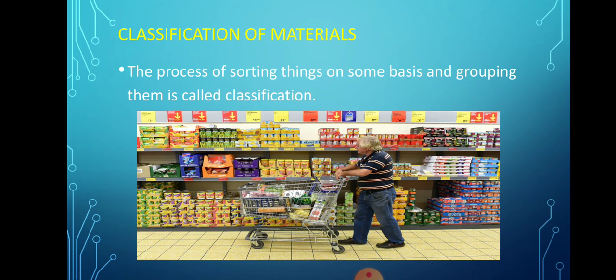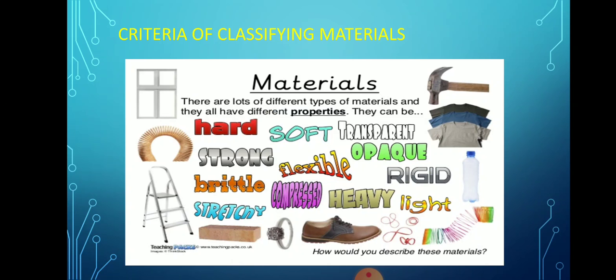So for this purpose we need to classify the materials. Now there are some criteria for classifying materials. A good example I can give you is a carom board. How do you arrange the coins on the carom board? When you are arranging them in the center, you arrange the black and white coins placed around each other.